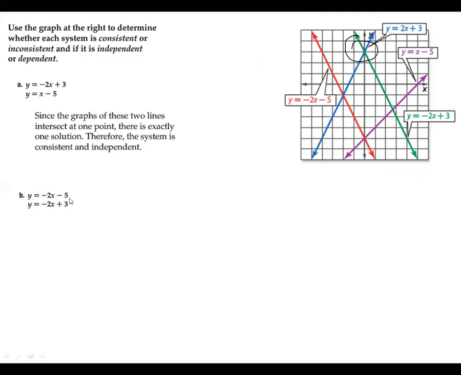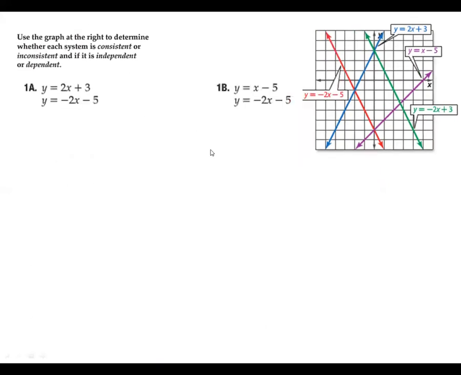Negative 2x minus 5 is the red line, and negative 2x plus 3 is the green line. You can see that these two lines have the same slope from the graph. They do not intersect, so they're parallel lines. So there's no solution, and therefore this system is inconsistent. All right, here's one for you to try. Go ahead and pause the video and then hit play when you're ready.